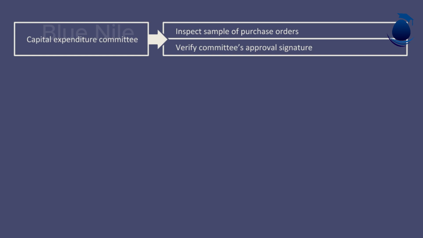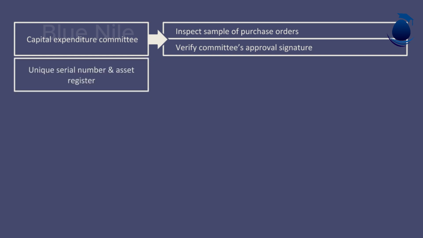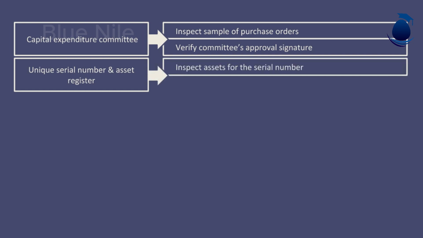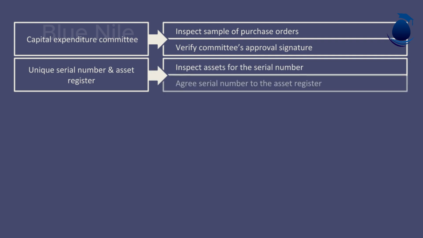The next control is that on receipt, each asset is assigned a unique serial number, and this is recorded on the asset and in the non-current asset register. A control test could be, for a sample of non-current asset additions in the year, inspect the asset for the serial number and agree the serial number to the non-current asset register.